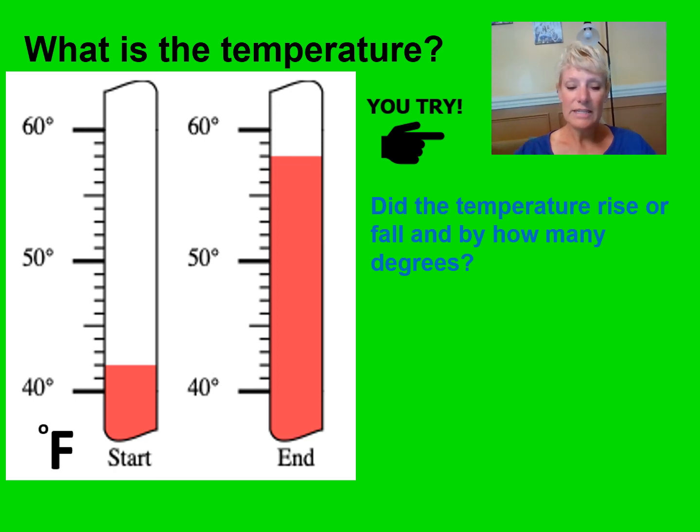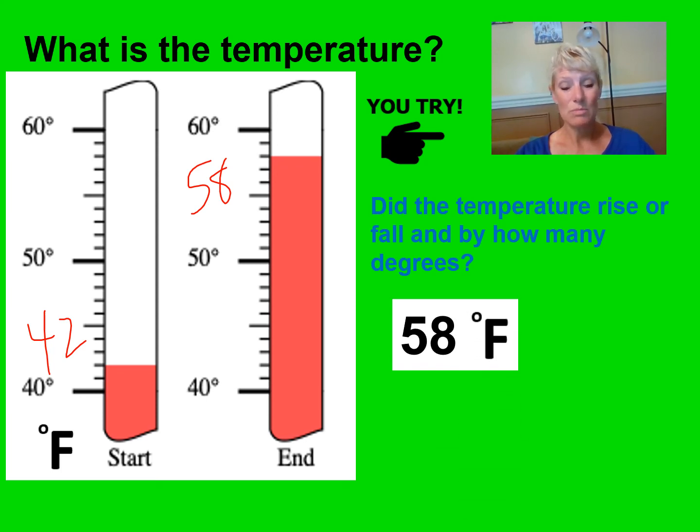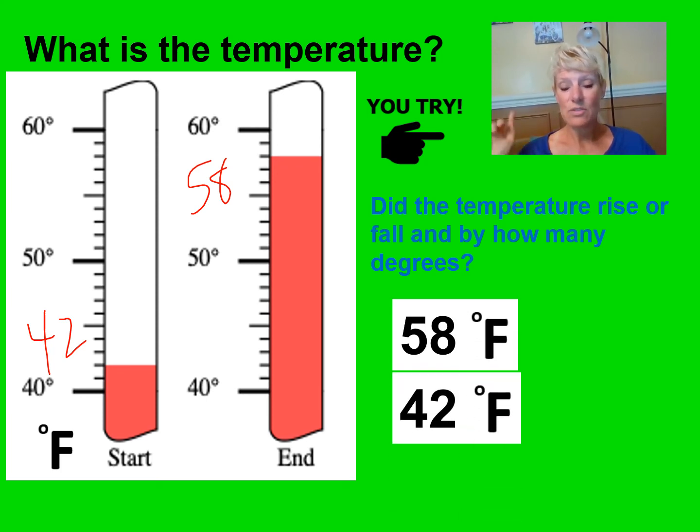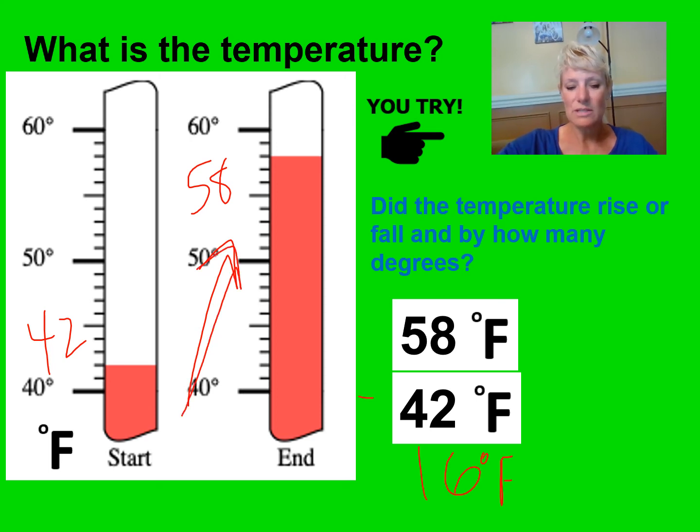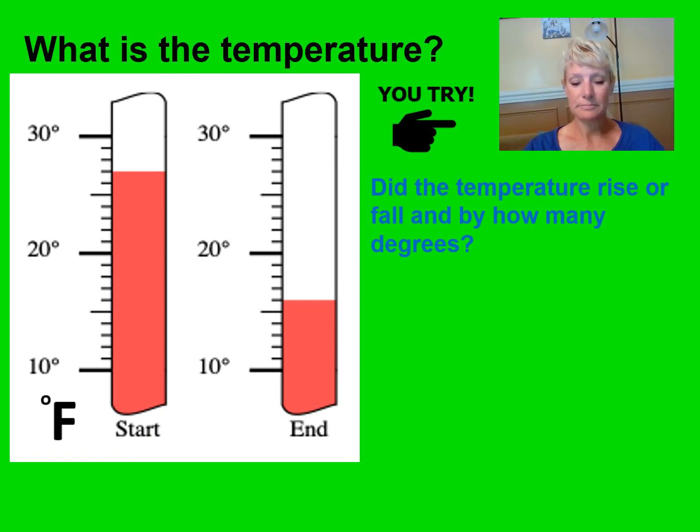Okay, now I can tell that I have 42 degrees here and that I am going to have 58 degrees here. But when I put that down and I want to do some subtracting to see how they did, I have to put the 58 first. So in this case, I am finding that the temperature rose, but I want to find out how many degrees it rose. So I'm still going to use the strategy of subtraction, which means that I am going to have 16 degrees Fahrenheit. So it rose 16 degrees. It got warmer by 16 degrees.